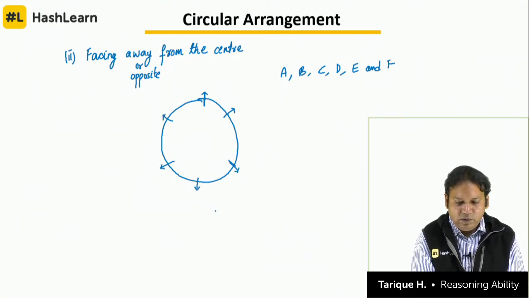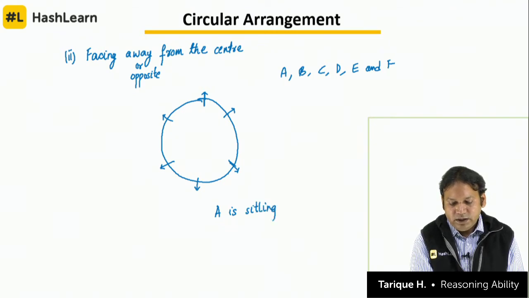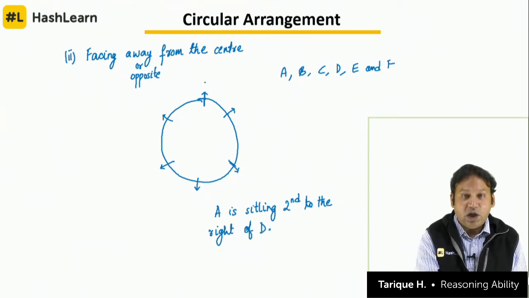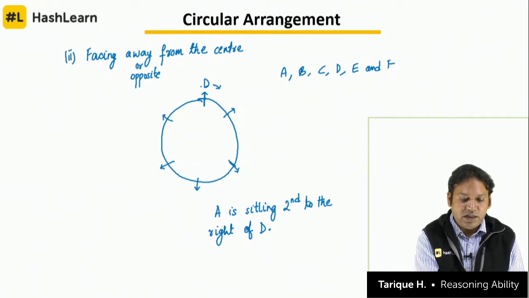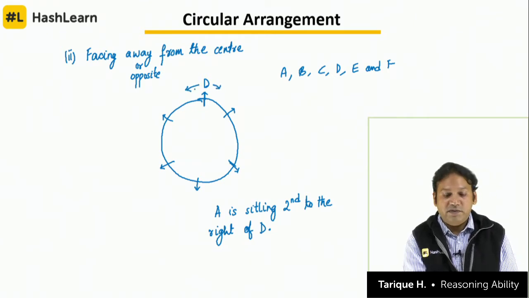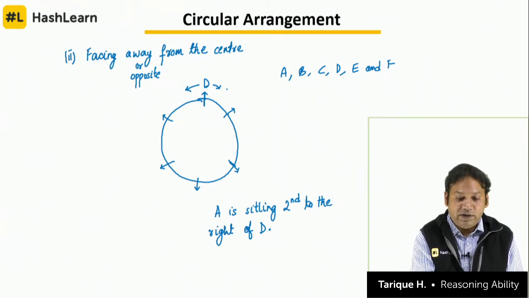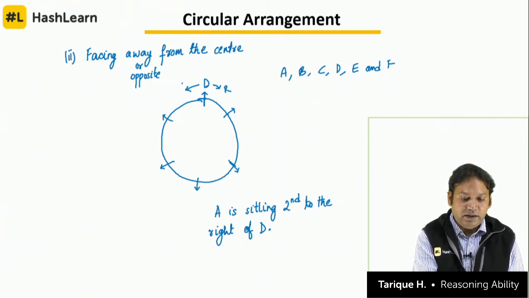Now if I take the same clue which I had taken in the previous case, that A is sitting second to the right of D. As I told you, I always start with the topmost position, so D will go here. Now the question is, which side is right of D? Is this side right or is this side right? Again, imagine yourself sitting in this place, which side will be your right hand? Your right hand will be this side. So this is right and this is left.